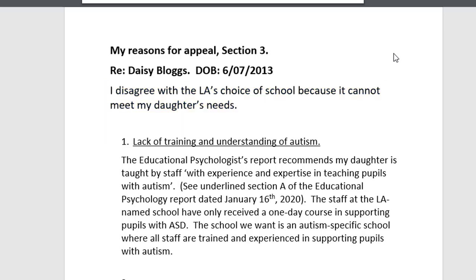In this example, the parent wants to give several reasons using paragraphs, so each paragraph has been given a heading and a number to separate the points clearly. So number 1, lack of training and understanding of autism. And the parent says, the educational psychologist report recommends my daughter is taught by staff with experience and expertise in teaching pupils with autism. And then the parent refers to an underlined section of the educational psychology report that she is sending in as evidence.